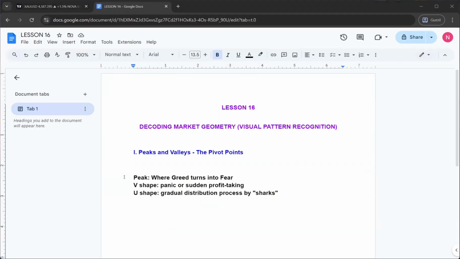So that's when we're talking about peak. Opposite to peak is valley, right? Valley is where fear turns into greed. It will be opposite to peak. All right, the meaning will be opposite to peak.